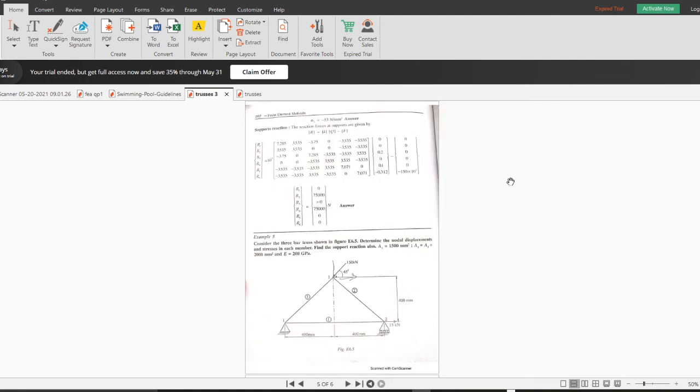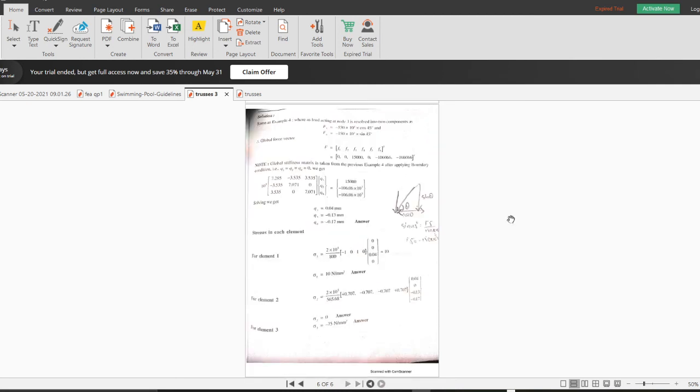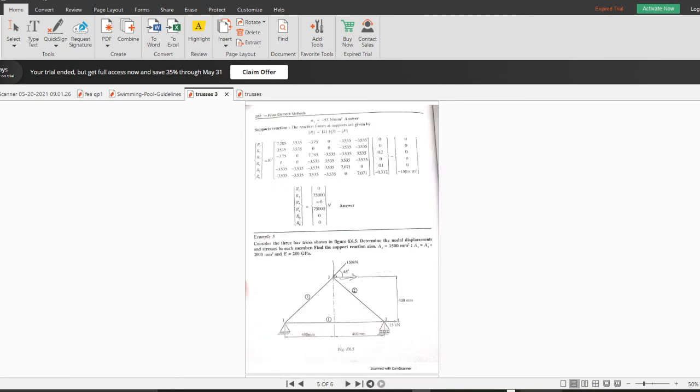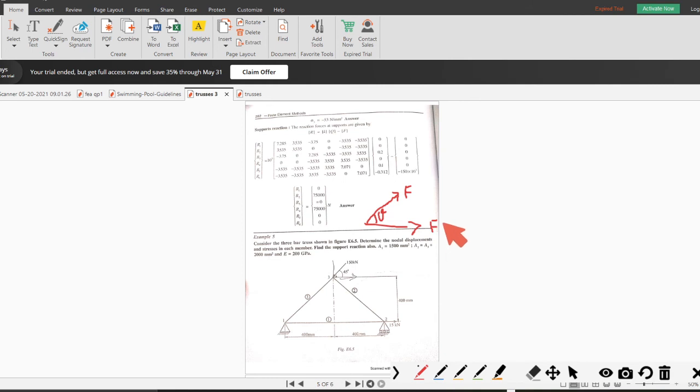Suppose the load is given at an angle theta like this, in the upward direction. Then what is the direction of the force here? What does the horizontal force become? Plus F cos theta, sir, towards the right. Right. What about the vertical force, upward or downward? Upward, towards plus F sin theta.